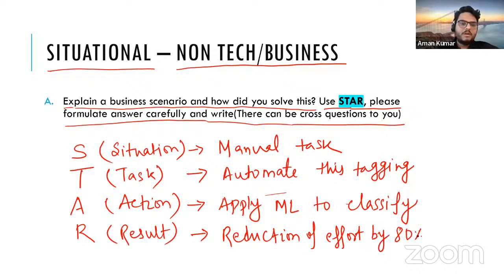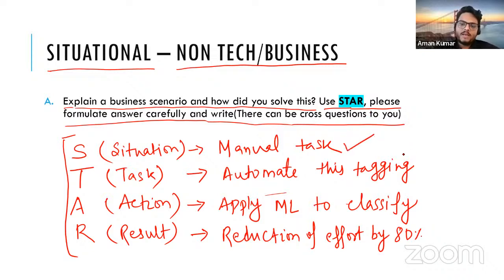Now understand this whole thing, guys. When somebody asks you a question saying, explain a business scenario and how did you solve it, quickly in your mind, you have to think these 4 things. STAR: situation, task, action, result. Formulate the answer in 30 seconds, 45 seconds, 1 minute, and ensure that you cover all these 4 things.